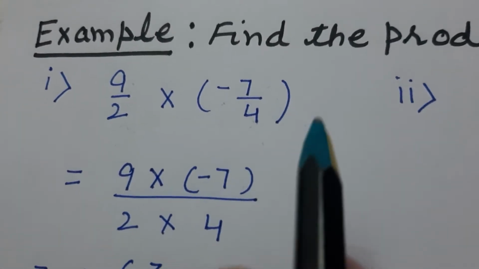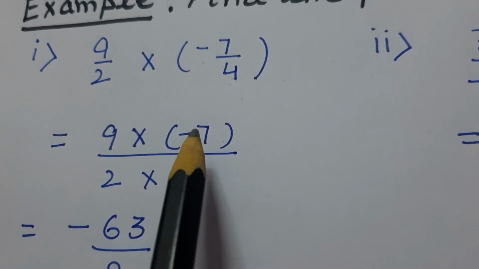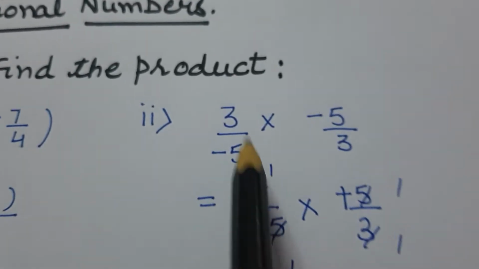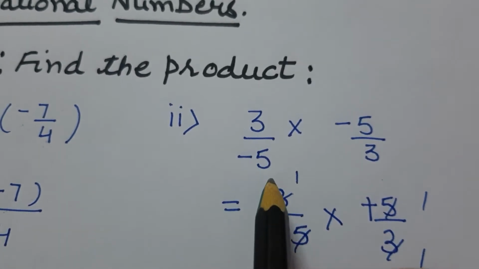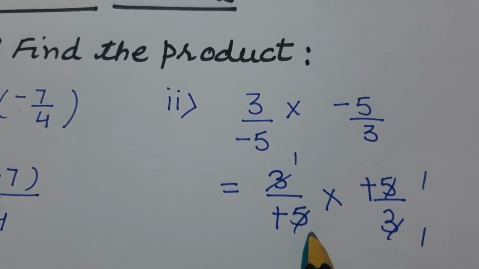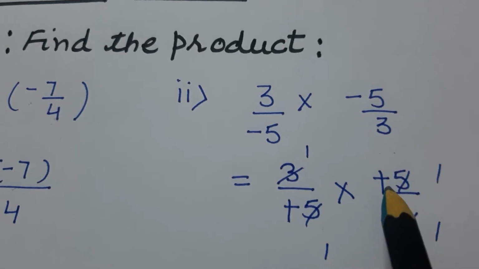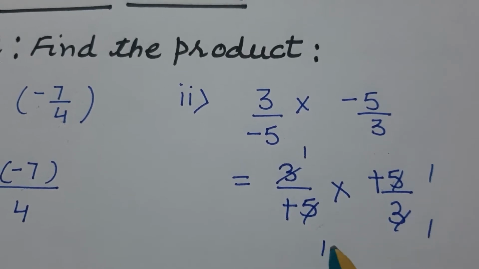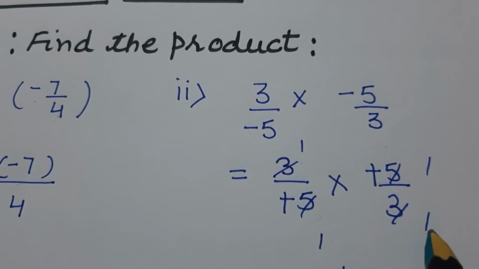So this is the same as you have done in fractions. Just be careful about the sign. One negative sign, so the answer will be negative. Now I am taking the next example of multiplication of rational numbers. Here it is 3 by minus 5 multiplied by minus 5 over 3. Again we will write the statement, and now if you see, there are some common factors. Both have 5 as a common factor, so both will cancel to 1. Similarly, both have 3 as a common factor, so both will cancel to 1.